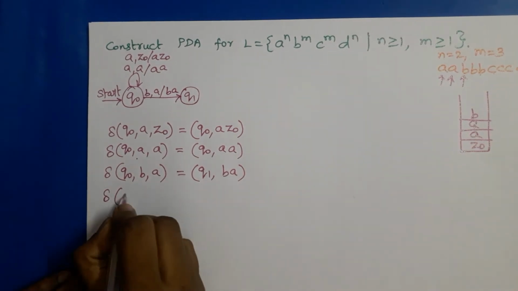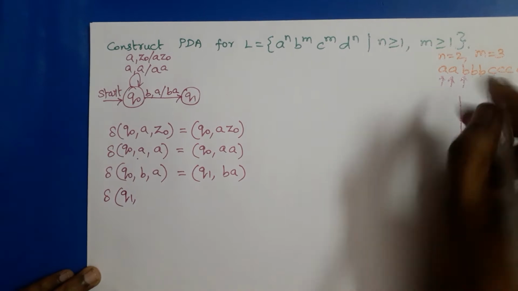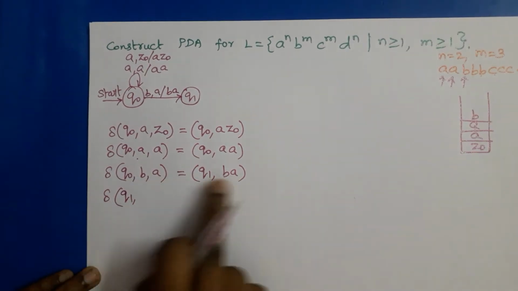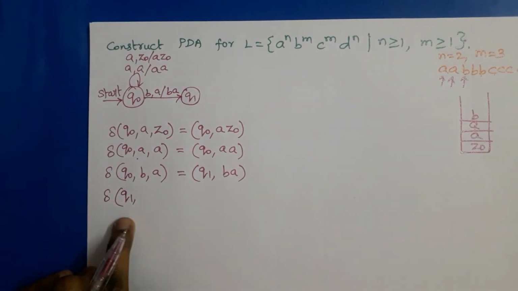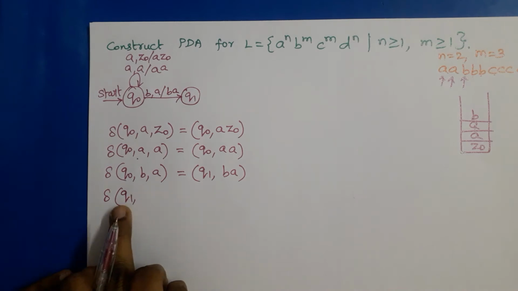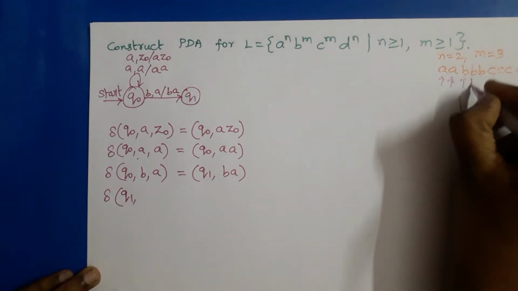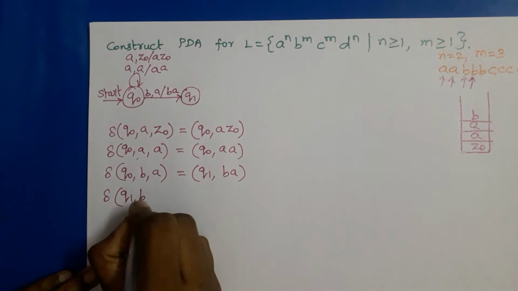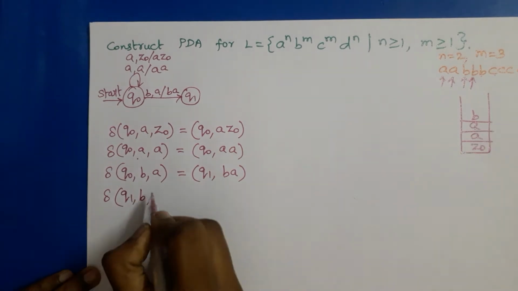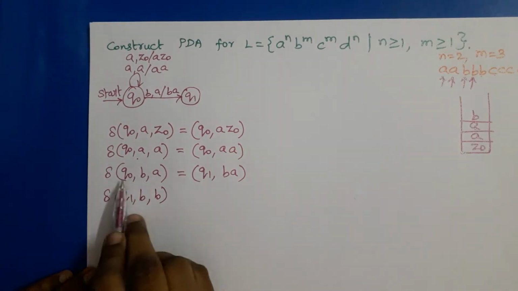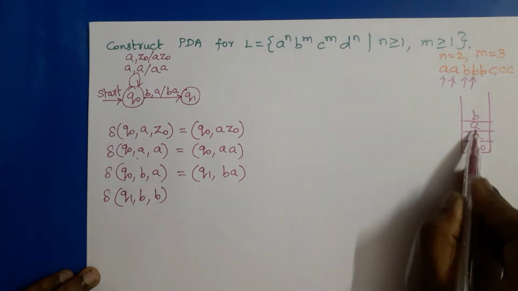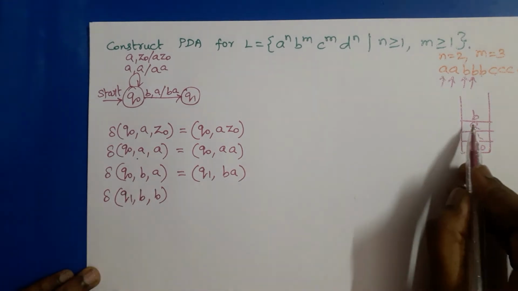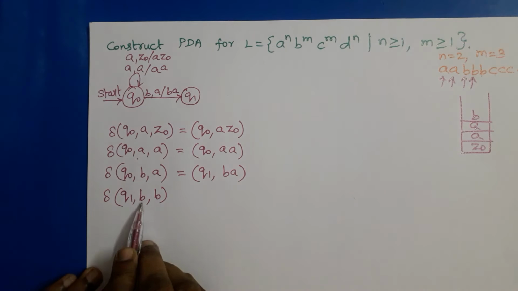Q1 is the current state. This is for one b. Next we have to write the recursive step. Q1 is the current state, b is the next input symbol, and the top of the stack is b now. For the first time the top of the stack is a, but hereafter the top of the stack will be b only for the input b.